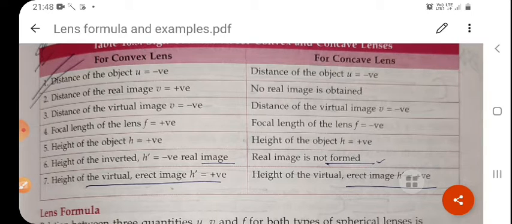Height of object is positive for both the convex and concave lens. Okay, height of the inverted image is negative and real image is not formed in case of concave lens. Okay, concave lens forms only virtual and erect images.